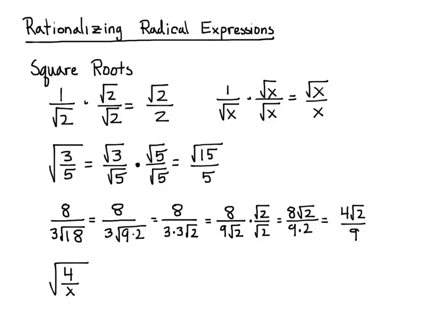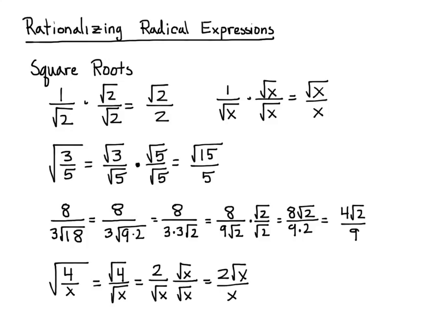One last one. Here's the square root of 4 over x. We get square root of 4 over square root of x. And so we get 2 over the square root of x. So we've simplified it the best we could without rationalizing it. Last step is to rationalize. And so we get 2 times the square root of x over x.